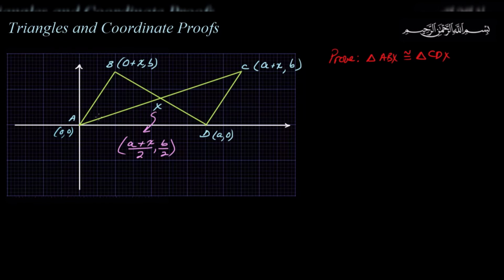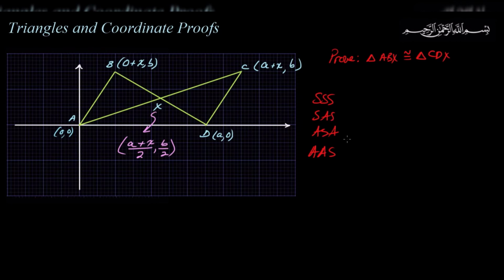But again, our goal here is to prove that this triangle is congruent to this triangle. Well, there are only so many ways we can prove triangles to be congruent, right? So there's side, side, side, side, angle, side, angle, side, angle, angle, angle, side. And there's hypotenuse, leg. That's for right triangles, right?